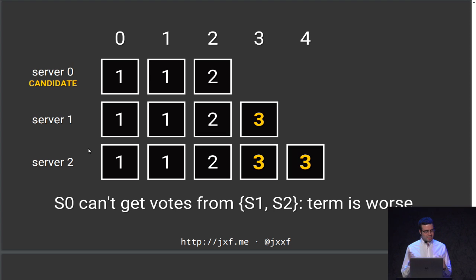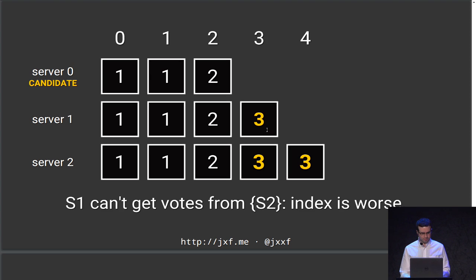So in this case, S0 cannot get votes from S1 or S2 because its term is worse, right? If an election starts for term 4, let's say, it doesn't have entries there yet, so it's never going to vote for 1 or 2. And similarly, S1 can't get votes from S2 because its index is worse. It's missing entries that S2 has.